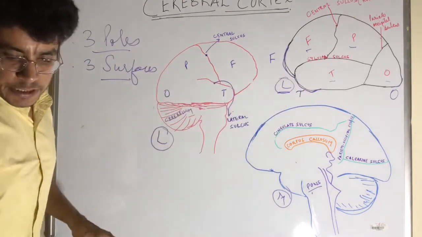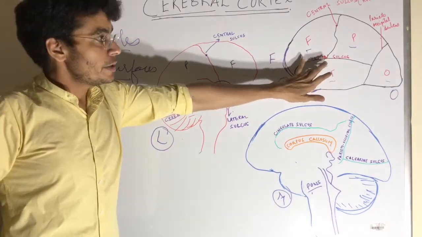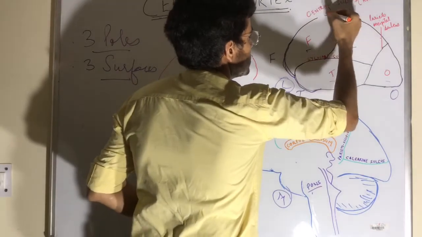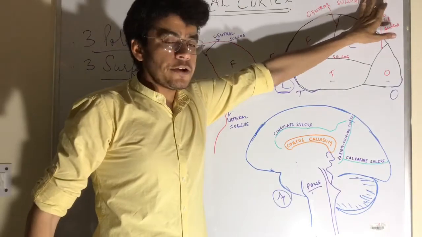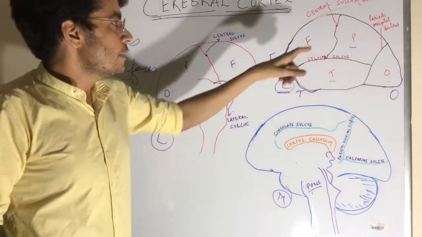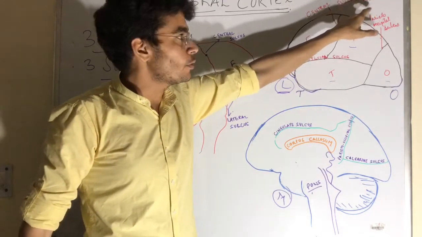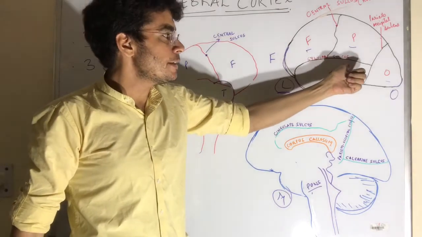So if we look at this diagram, on the lateral aspect, there are two major sulci. One is the central sulcus, or the central sulcus of Rolando. Sulcus or fissure is one and the same thing. So central fissure of Rolando or central sulcus of Rolando, not Ronaldo, Rolando. The second one is the Sylvian sulcus.